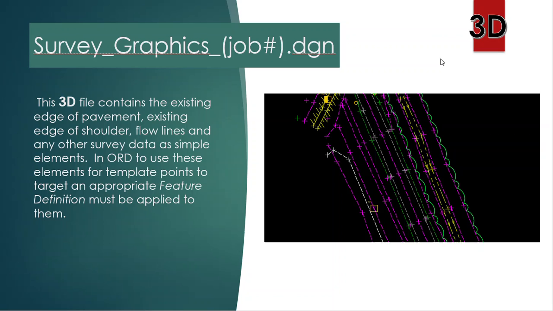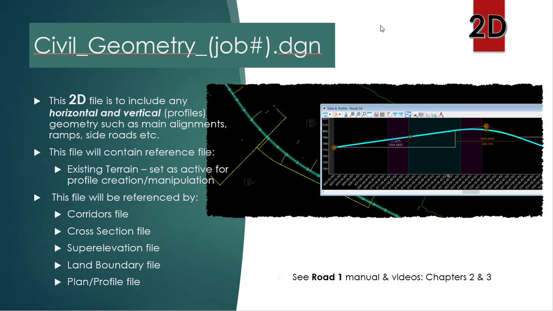They took that away where we cannot now tag into a survey feature definition. So that's the only caveat. We talk about that in class a lot. So the next one is the civil geometry file, underscore .dgn.